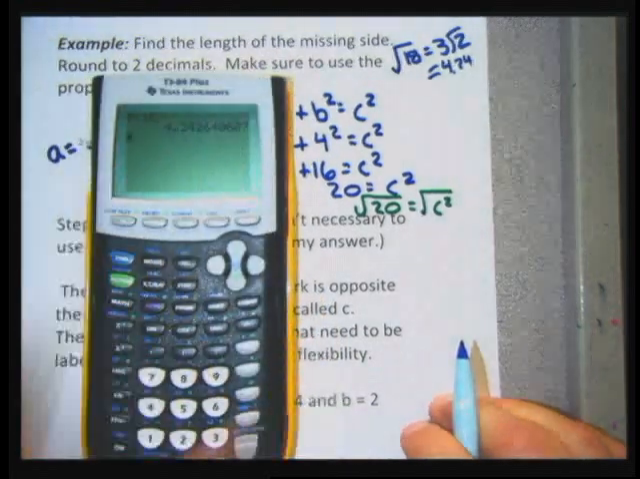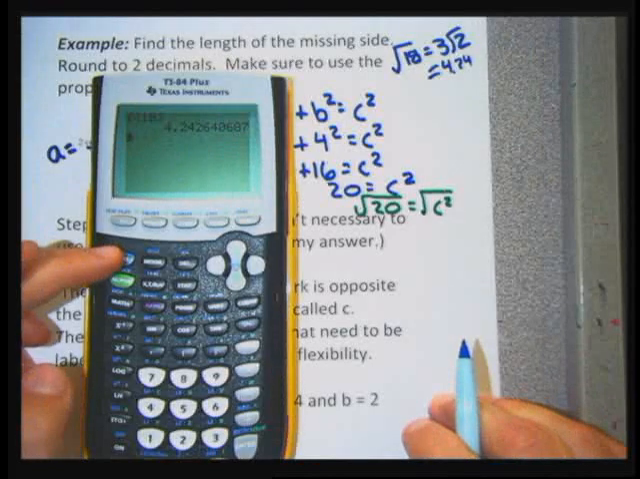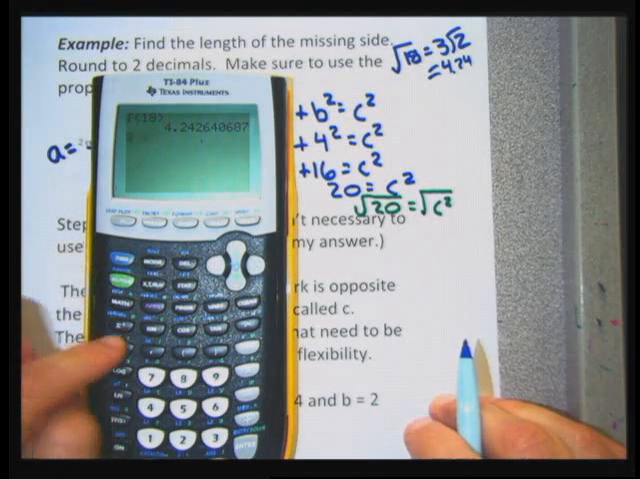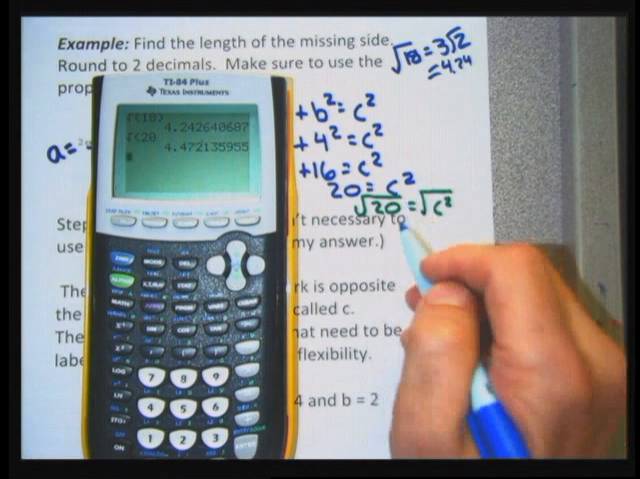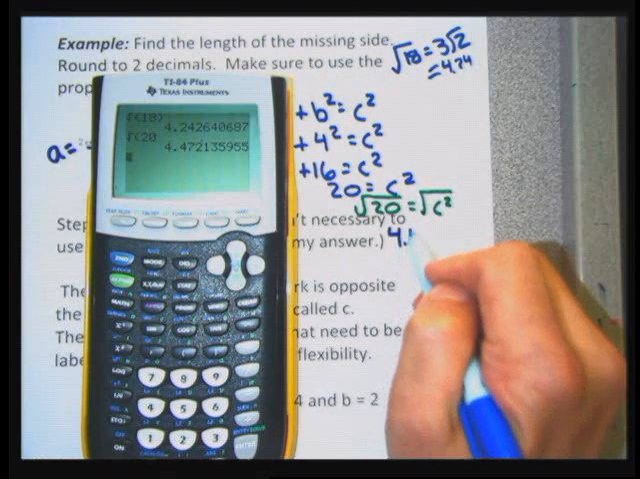The left side, the square root of 20, I'll do on my calculator. To do a square root on my calculator, I hit the second button, then the x squared key, and then I type the number I'm taking the square root of, which is 20. Whether I close the parentheses or not doesn't matter, so I'm not even going to close the parentheses. I'm going to round this to 2 decimals, which is going to be 4.47.